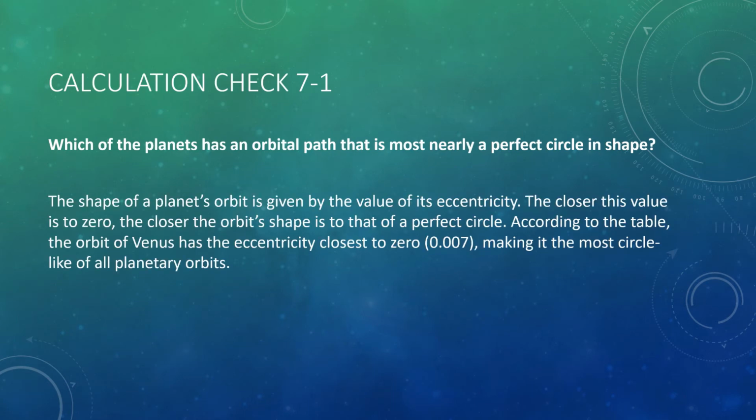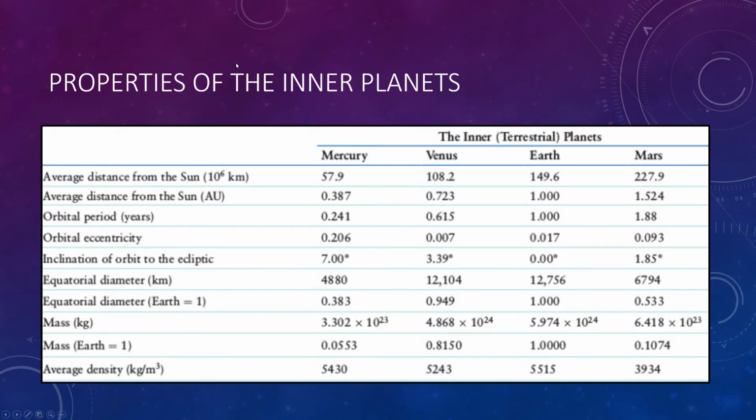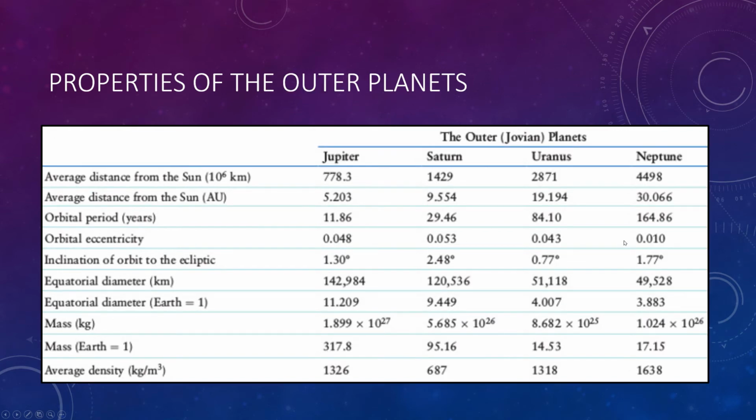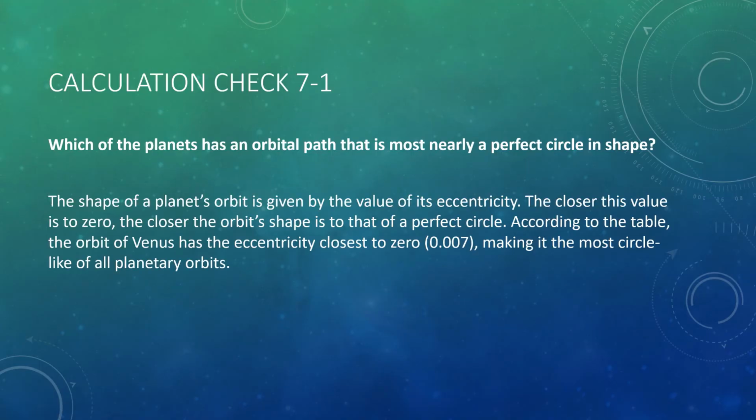Alright, well, as I mentioned, the shape of a planet's orbit is given by the value of its eccentricity. The closer this value is to 0, the closer the orbit's shape is to that of a perfect circle. According to the tables, the orbit of Venus has the eccentricity closest to 0, a value of 0.007, making it the most circle-like planet of all planetary orbits. So let's just go back. We're looking for eccentricity, which is this fourth row here. And if you notice, for the inner planets, Venus does have the smallest number. Let's just check the outer planets though. And nothing is quite that small. So, yep, Venus is indeed the planet with the most circle-like orbit.